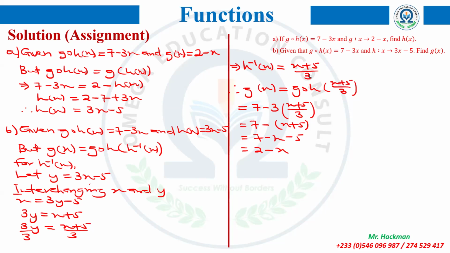And now that you know h inverse of x, you can go and write therefore whatever you were asked to find, which is the g of x here. You can substitute your h inverse of x. So it means g of h of h inverse of x. You know h inverse of x, which is x plus 5 over 3, you substitute. Now, what does this mean? Wherever you see x in g of h, we substitute x plus 5 over 3.